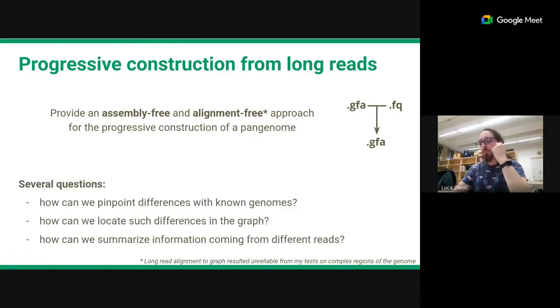To tackle this problem, there are several questions that I will need to answer. Since I want to be alignment-free and assembly-free, working directly from the reads, the first question is: how can we pinpoint differences with the known genomes? How can I know which reads cover new portions of the genome? Once I know which reads, or which portions of the reads, contain new information, how can we locate such differences in the graph, because I don't want to align the reads? And finally, since we have coverage, so not just one read, how can we summarize information coming from different reads? So this is the problem.